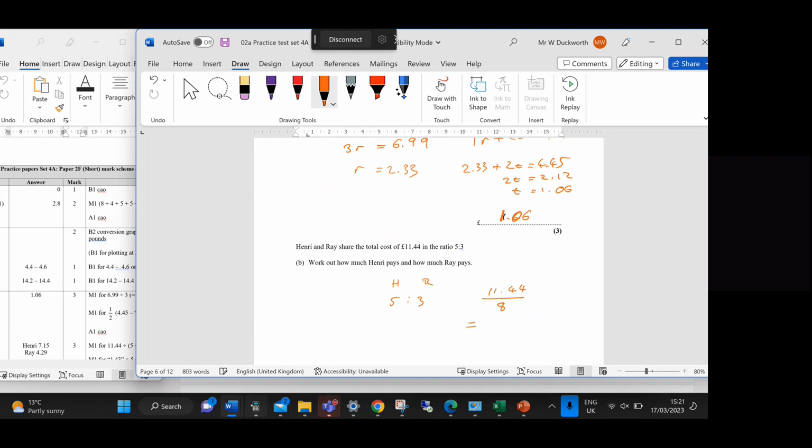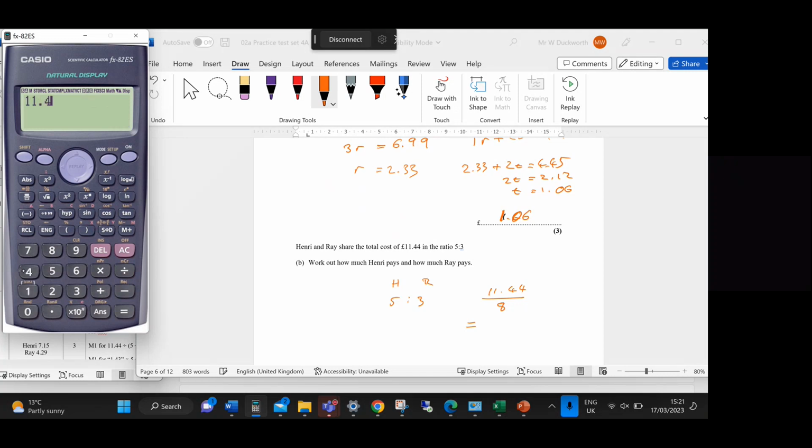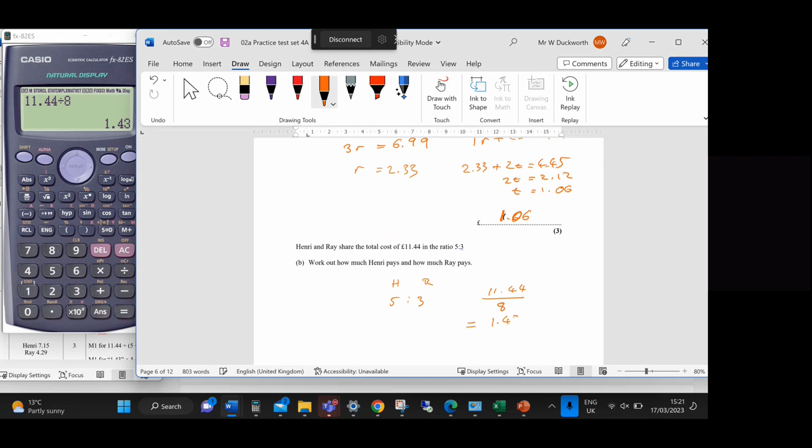We'll bring the calculator in. £11.44 divided by 8 gives us 1.43, which is what each part is worth. So Henry's part is going to be times by 5.